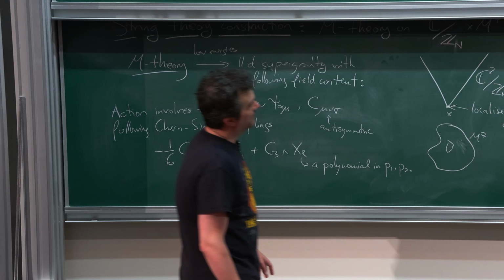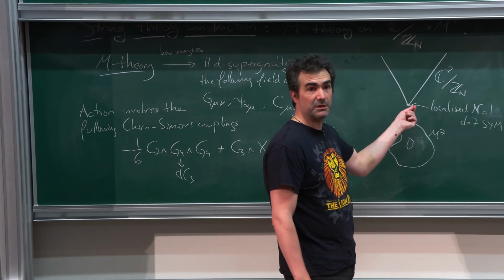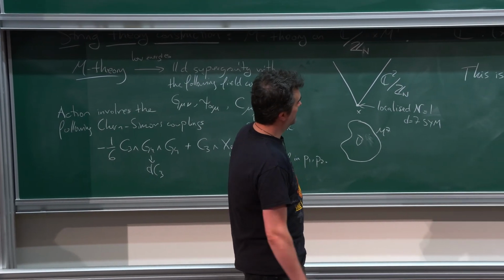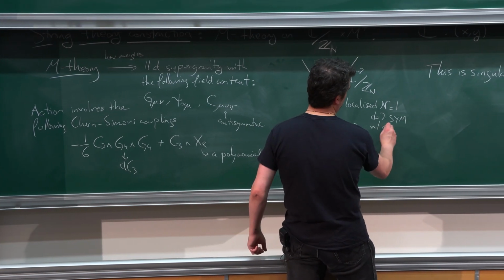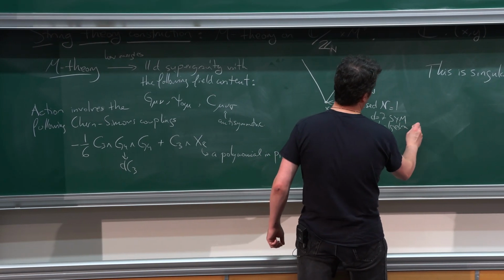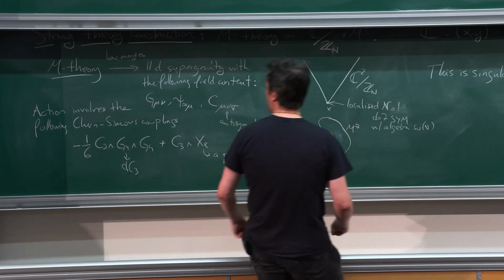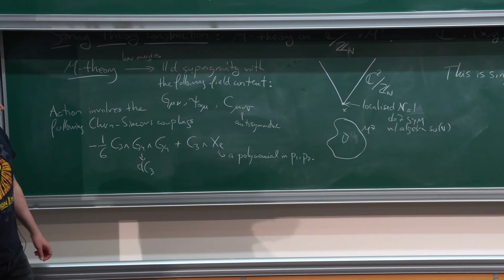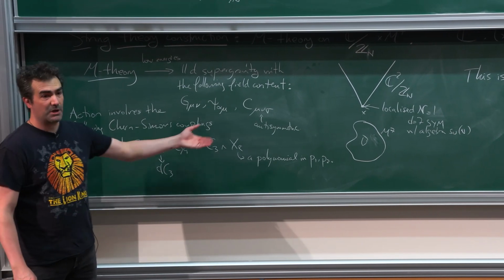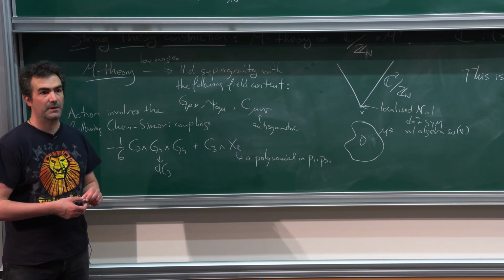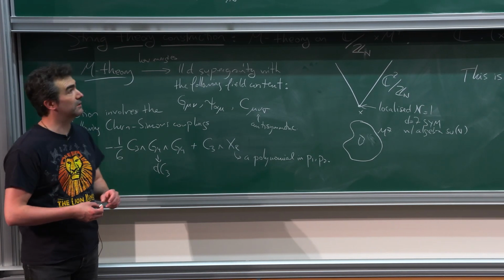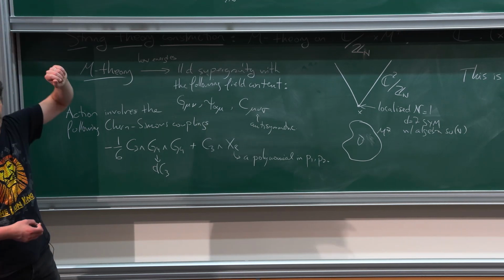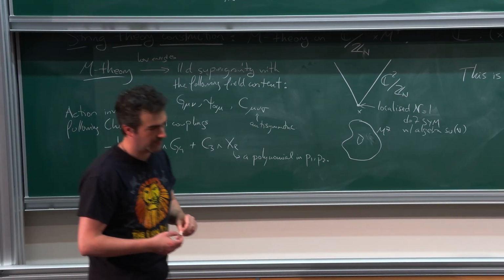The fact that it gives rise to some localized degrees of freedom with algebra SU(N) in this particular orbifold, and that there are some Chern-Simons couplings in the action. From these two ingredients, I will be able to reproduce all those facts about field theory in the next lecture. Thank you.